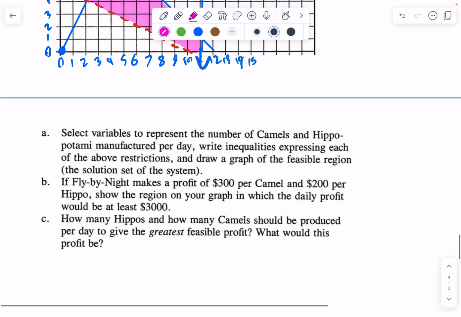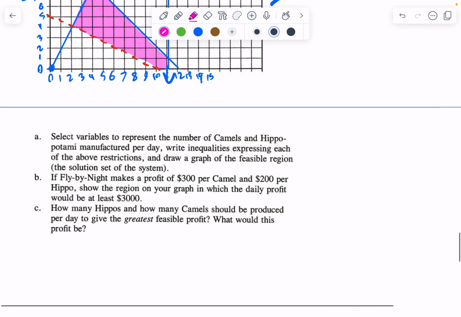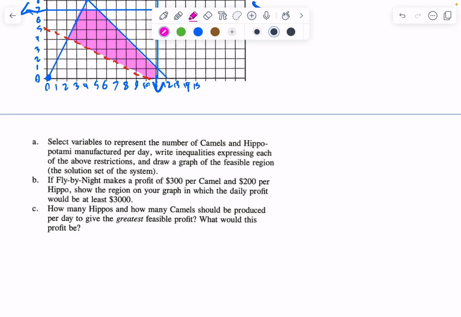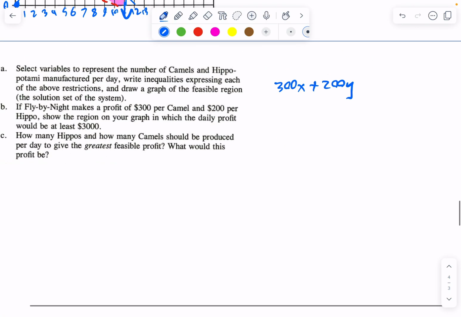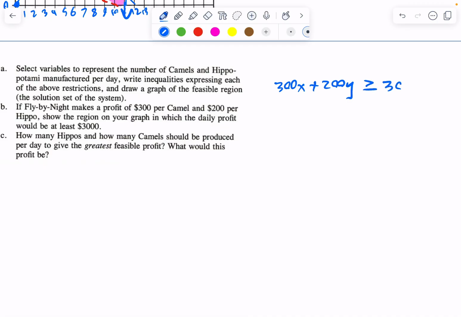So first, we did A. Got it. Okay? If they make a profit of 300 per camel, 200 per hippo, show the region where the profit is bigger than 3,000. Okay, let's figure that out. So 300 per camel plus 200 per hippo. Let's just make sure x is camels. It is. We don't want to get mixed up. That's the profit. And we want the profit to be at least, that means including, so 3,000.